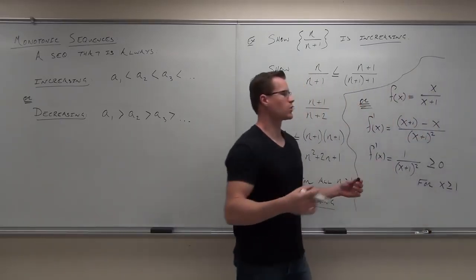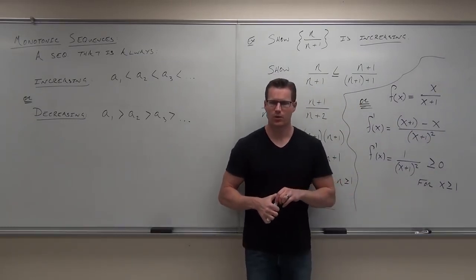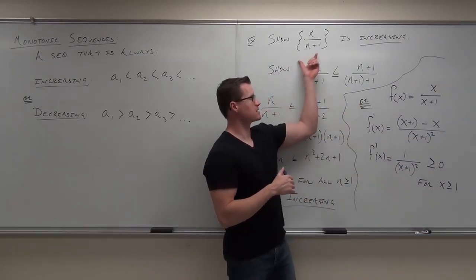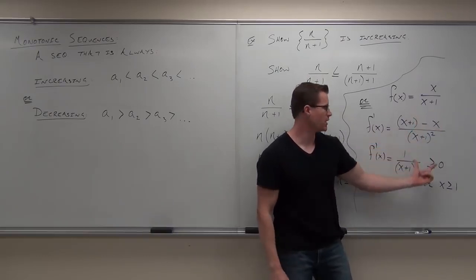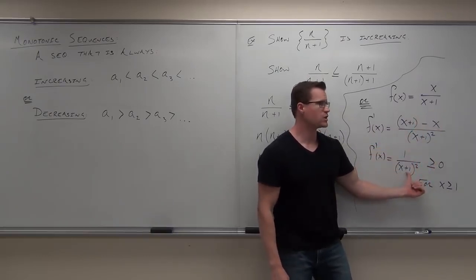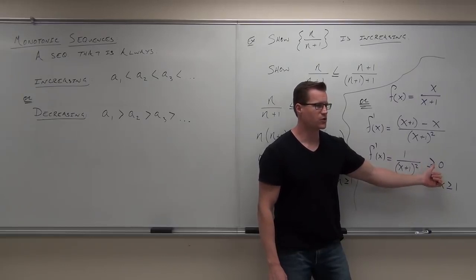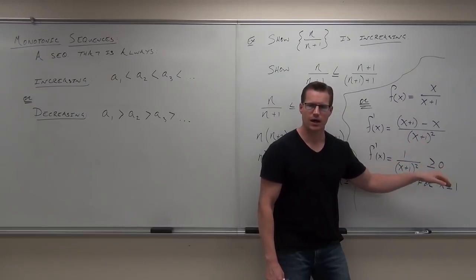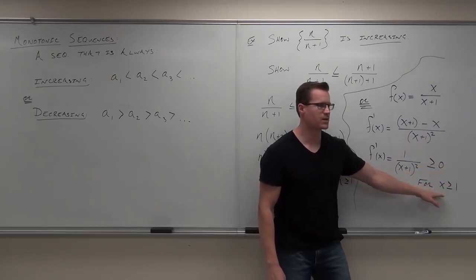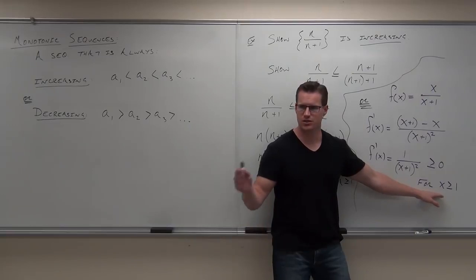Now, here's why this works for us, just so you know. We're taking this sequence and calling it a function. We're saying, let's find the first derivative of the function. If the first derivative of the function is positive, it means the function is increasing. If the first derivative of the function is negative, it means the function is decreasing. Now, we're saying x equals 1 because really our sequences are going to start at 1.